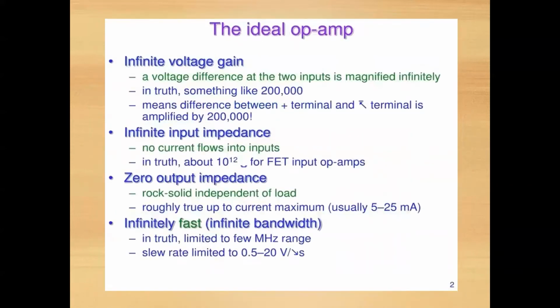The characteristics of the ideal operational amplifier are infinite voltage gain: a voltage difference at the two inputs is magnified infinitely. Infinite input impedance: no current flows into the inputs. Zero output impedance: rock solid, independent of load, and infinitely fast.